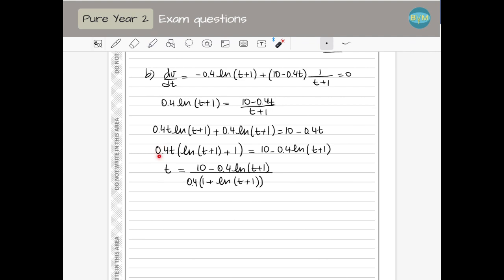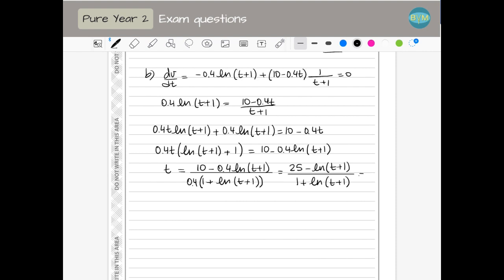This one here, yeah? When I make t the subject, I'm dividing by this together with this. I'm going to divide by the 0.4. So if I divide by the 0.4, 10 divided by 0.4 is 25, and then 0.4 divided by 0.4 is 1, and then I have 1 plus ln(t+1).